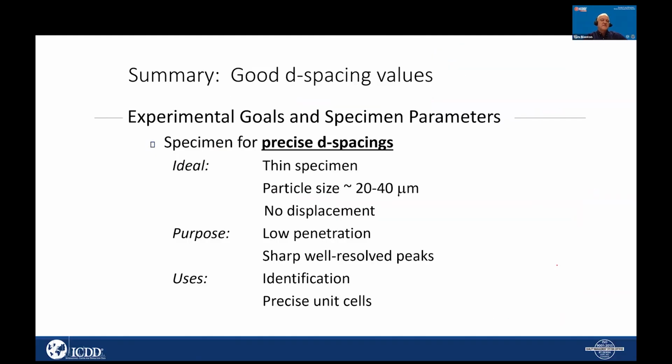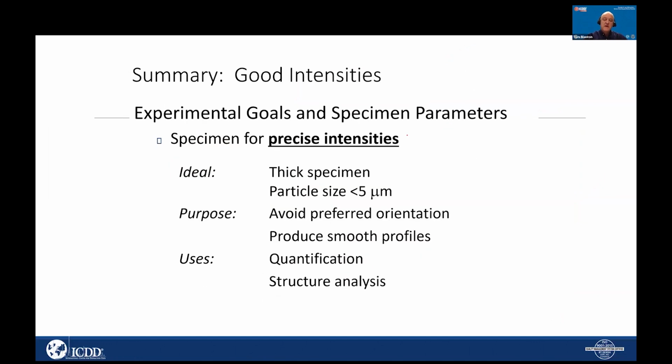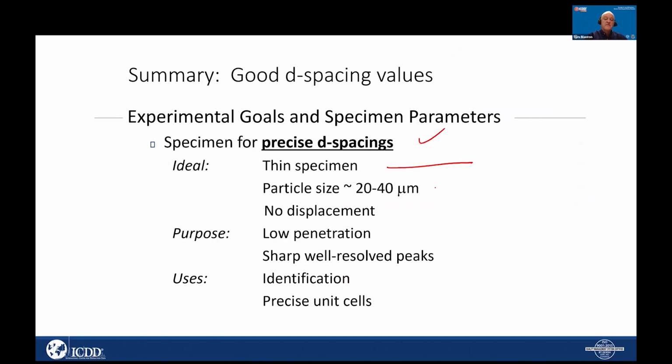So to summarize with the sample, your experimental goals, specimen parameters, ideal if you want good d-spacings, we're going to want a thin sample. Particle size can be on the order of, say, 20 to 40 microns. No sample displacement, so you have very little transparency error, well-resolved peaks, good for phase ID and unit cell determination.